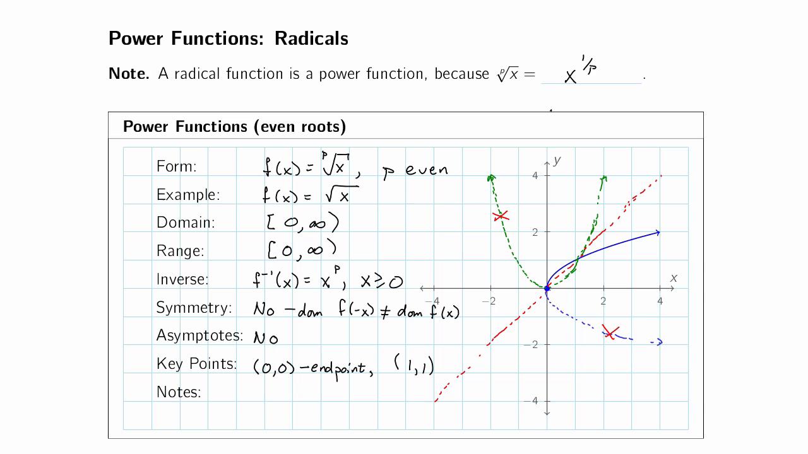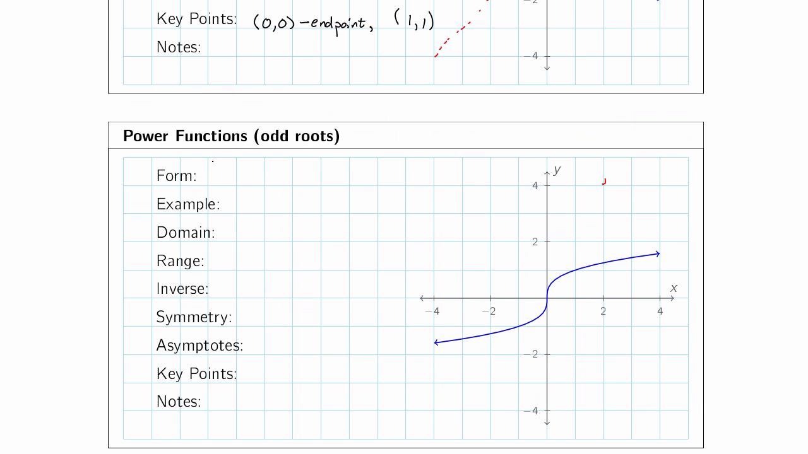Odd roots are a little bit less weird because we had to do a little bit less weird stuff to get them. So the odd root functions are of the form f of x is the pth root of x, where p is odd. And let's throw in the restriction that p is greater than 1, since the 1st root is really weird to talk about. It's not really a thing. Our example graph here is f of x is the 3rd root of x.